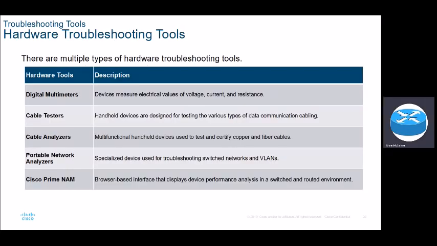Hardware troubleshooting tools. And so, of course, digital multimeters will allow you to measure voltages, currents, and resistance. Cable testers are basically just specialised multimeters, really. They have just extra information. Of course, you can test out your communication cables. Analyzers, and so they just sort of go a little further. Portable network analyzers can sort of be a cross between your cable analyzers and your protocol analyzers, actually. Of course, you're going to be paying for them. And then Cisco Prime NAM, which is a browser-based interface that displays device performance analysis in a switched and routed environment.